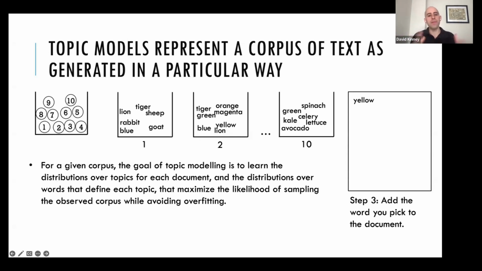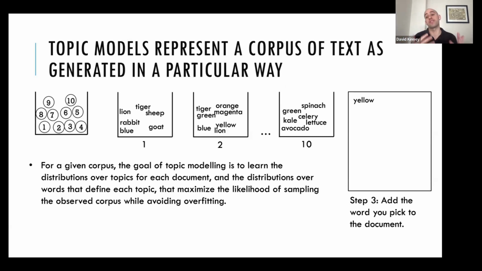So for a given corpus, the goal of topic modeling, the goal of this sort of exercise, is to learn the distributions over topics for each document and the distribution over the words that define each topic, right? Because what a topic is at the end of the day is ultimately a probability distribution over words that maximize the likelihood of sampling the observed corpus while avoiding overfitting, right?